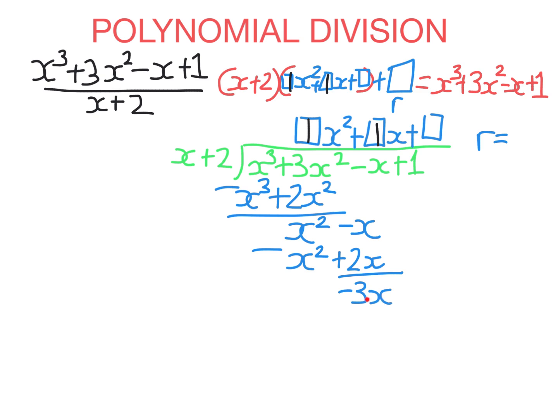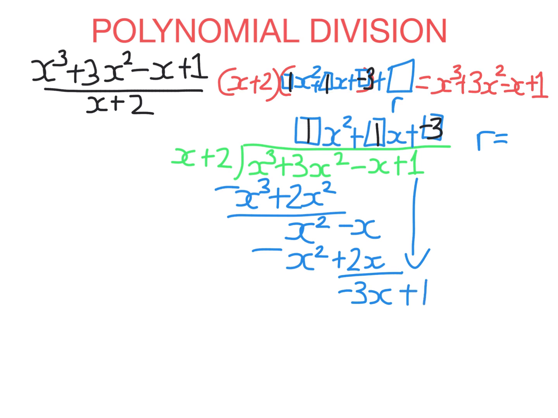When we have a remainder, divide it by the leading term. Negative 3x divided by x is negative 3. So we figured out a negative 3 needs to go in this last box. So that will ensure that these three terms are correct when we do this expansion. But what about the constant term? Well, let's double check that. We're going to bring down this one here.